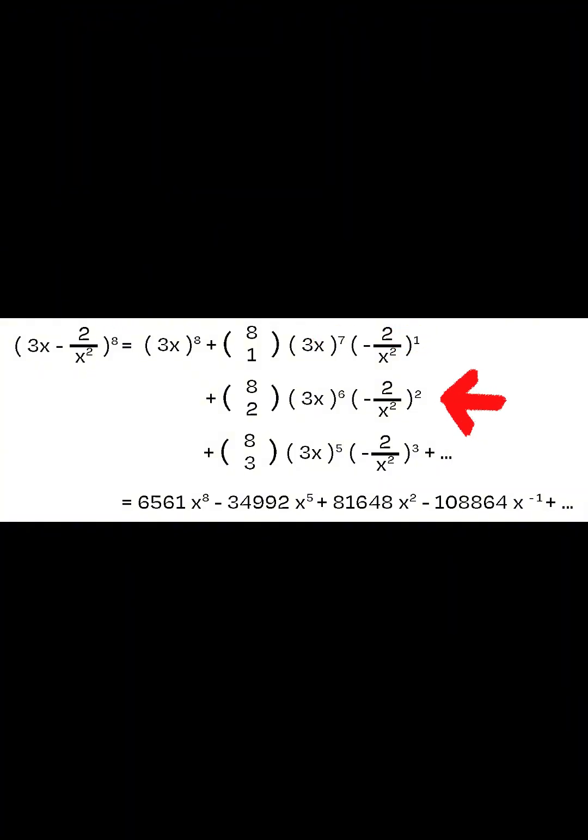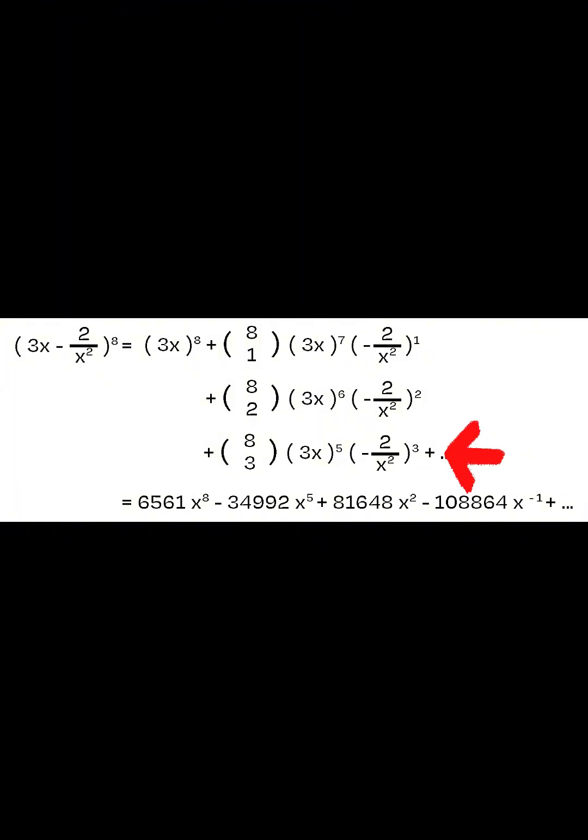Next will be the third term. So the third term, we're going to write 8, 2. So you can see the transition. It used to be 8, 1 previously, and now it is 8, 2. Then the first guy, which is 3x, now it's going to decrease the power further. So instead of power of 7, now it's going to be power of 6. And the last component, the minus 2 over x squared, used to be a power of 1. Now it would increase to a power of 2.